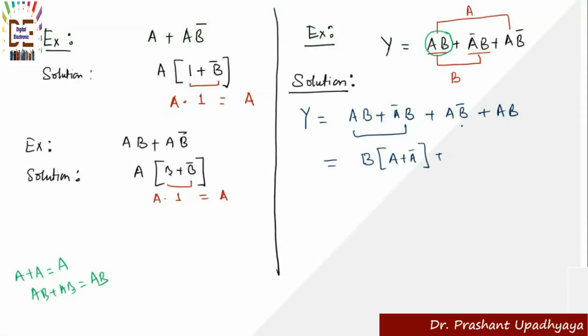And from here, what can I take common? I can take a common. So b plus b bar. So what is a plus a bar? This will be equal to 1. So you will be getting b multiplied by 1, a multiplied by 1. So the answer will be a plus b.